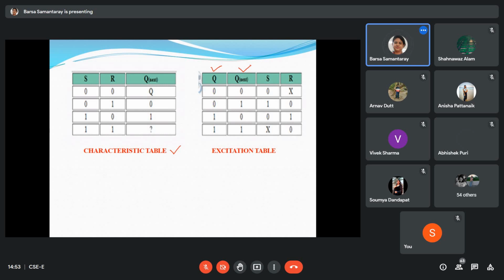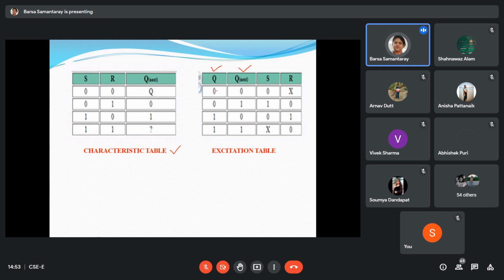Hello? Yes, ma'am. So what is the difference between characteristic table and excitation table? Characteristic table means if all the inputs you are giving, then what will be my output? But in excitation table, this is my present state, this is my next state. So what should be your excitation? That means what should be your inputs?